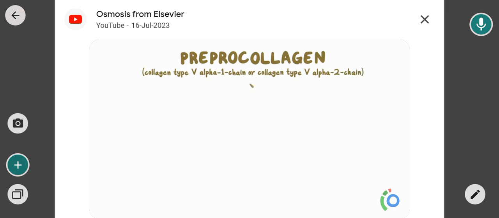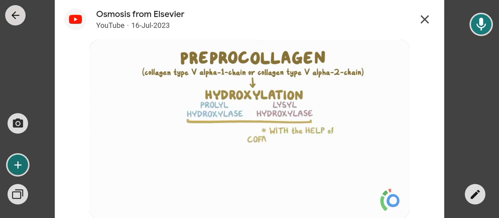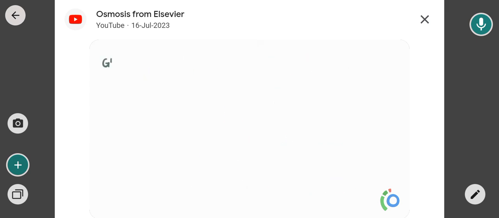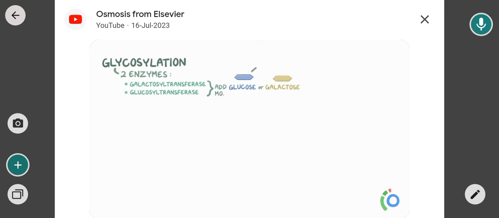Next, pre-pro-collagen undergoes hydroxylation, which is where 2 enzymes called prolyl hydroxylase and lysyl hydroxylase, with the help of many cofactors like vitamin C, add hydroxyl groups onto proline and lysine. Then there's a process called glycosylation, which is done by 2 enzymes, galactosyl and glucosyltransferase, which add glucose and galactose monomers onto the hydroxyl groups.